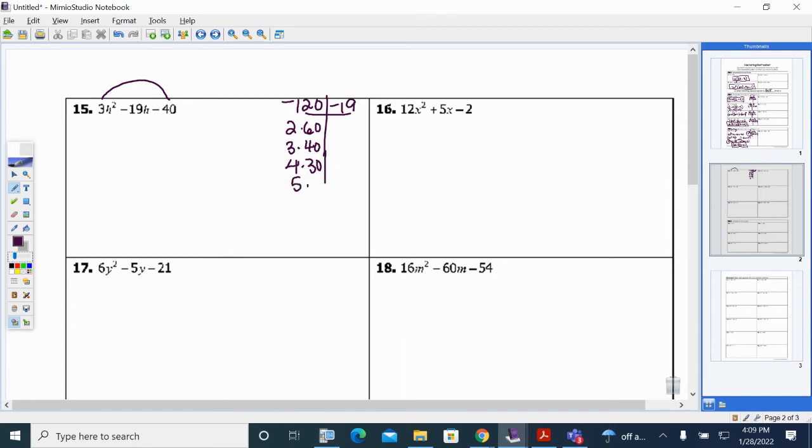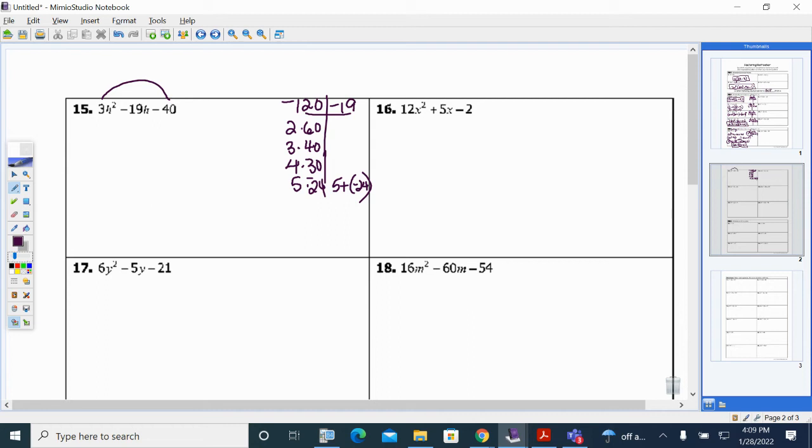5 times, 5 goes into 120. I think 24. This might be interesting. 5 times 24 is 120. And if I make the 24 negative, 5 times negative 24 is negative 120. And 5 plus negative 24 gives me the negative 19. So there's my 2 numbers, 5 and negative 24.